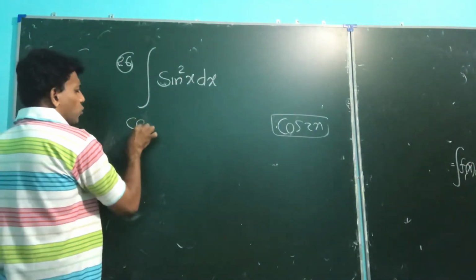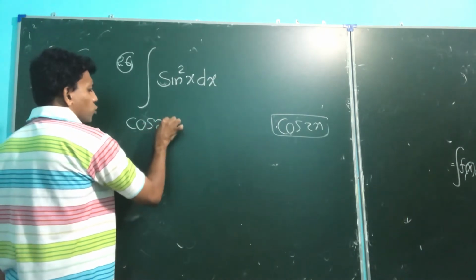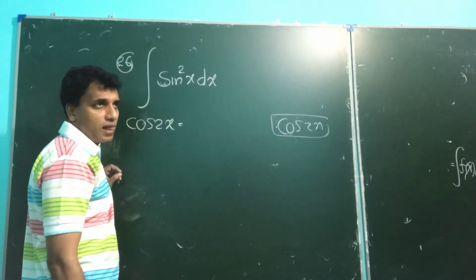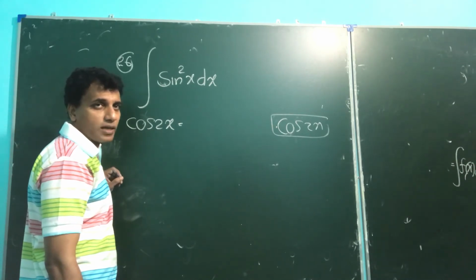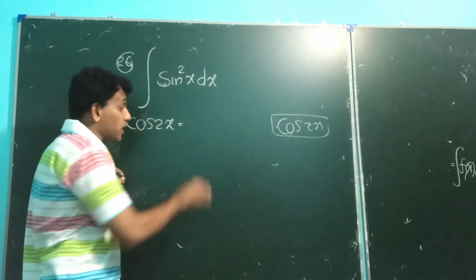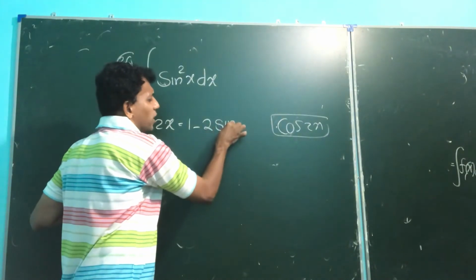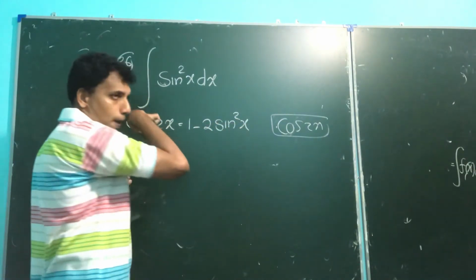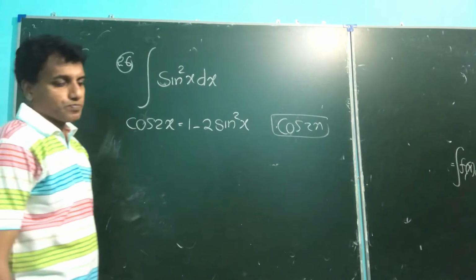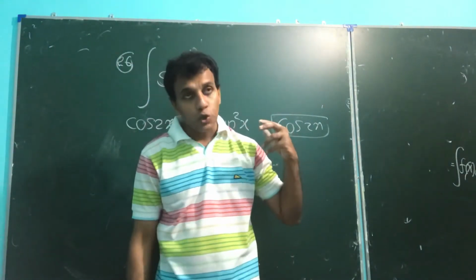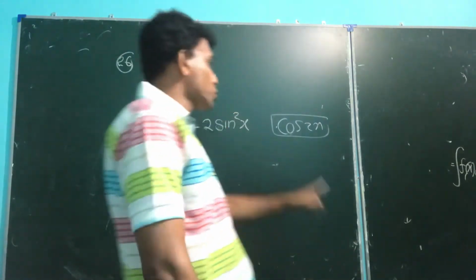What is cos 2x? You know cos 2x has 3 answers, right? The first answer is cos square theta minus sin square theta. The other one is 2 cos square theta minus 1. The other one is 1 minus 2 sin square theta. See how this works. Okay, sin square form changes to cos 2x, right?